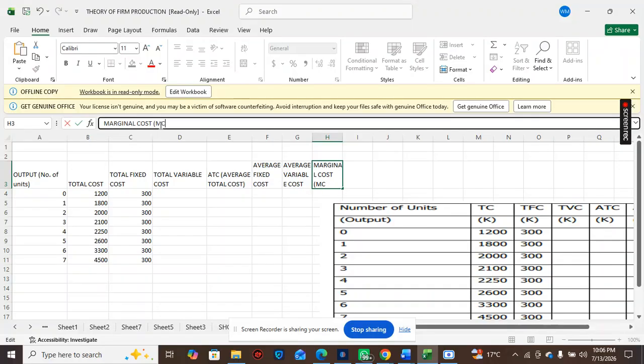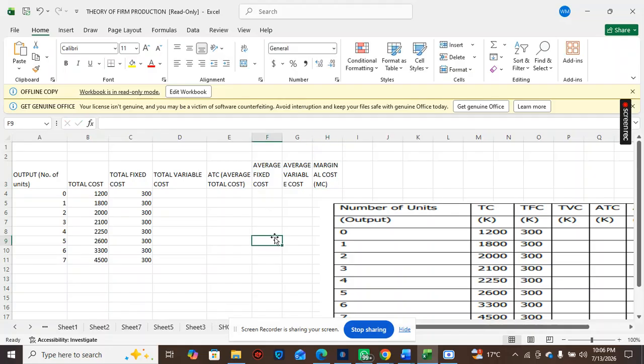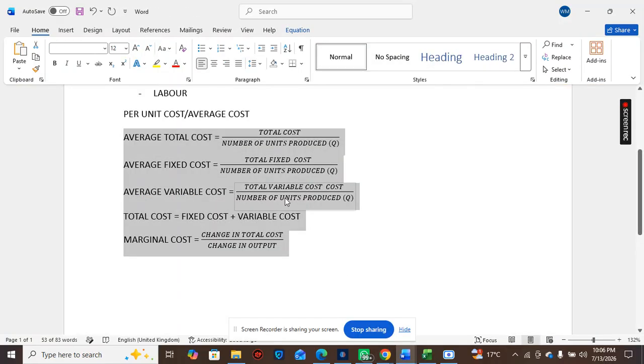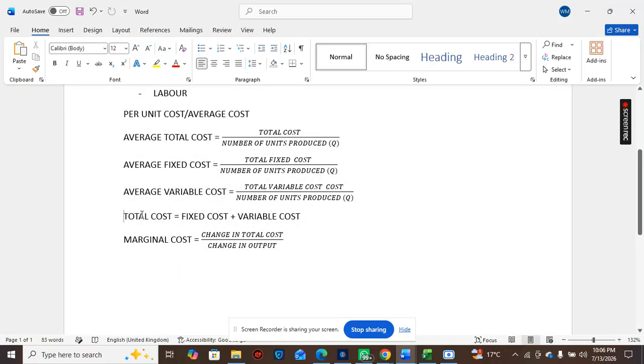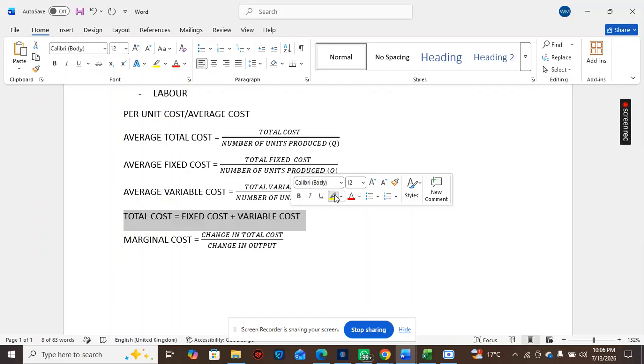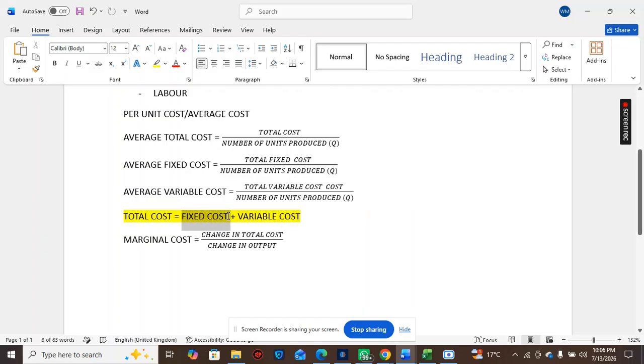Okay, so I'll show you how we get this. We're going to start with our total variable cost. First formula we need to remember is this one here. Total cost equals fixed cost plus variable cost. Remember, fixed costs are the costs that are not dependent on how much you produce. For example, factory rent. If you produce 0 units or you produce 1 million units, the factory rent will still stay the same.